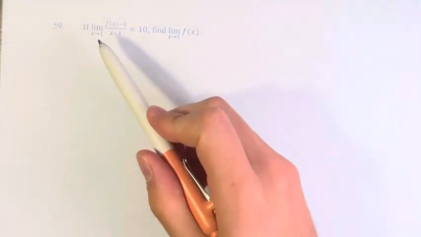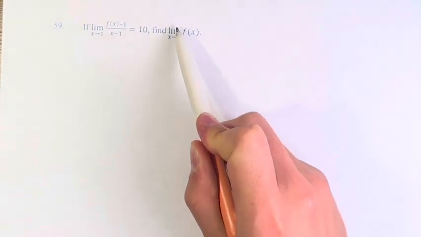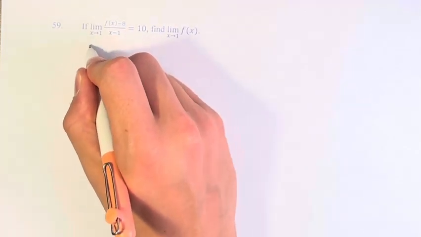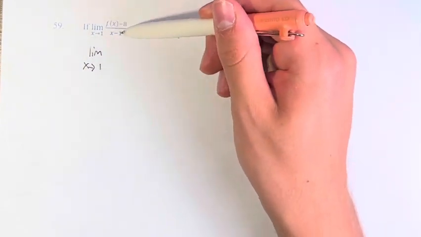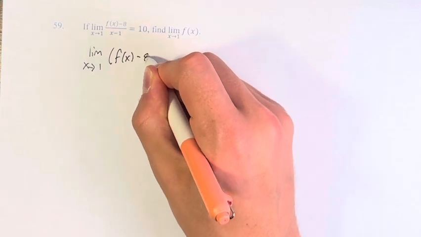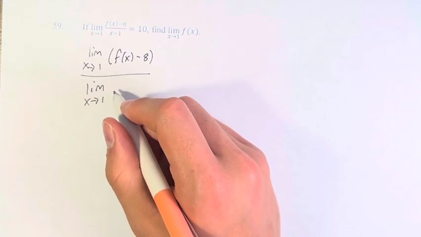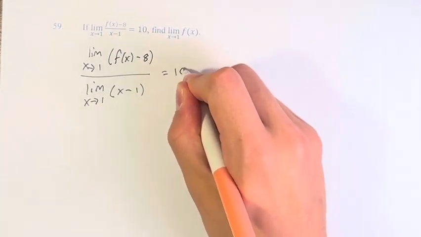In this problem, we're asked: if the limit as x approaches 1 of (f of x minus 8) over (x minus 1) is equal to 10, find the limit as x approaches 1 of f of x. So taking this equation right here, we have the limit as x approaches 1, and we're taking up this whole fraction. So what we can do is take the limit of the numerator over the limit of the denominator. And we know that this is equal to 10.